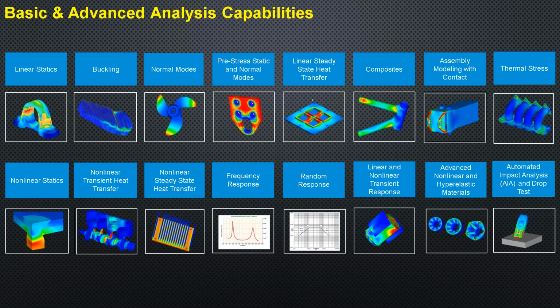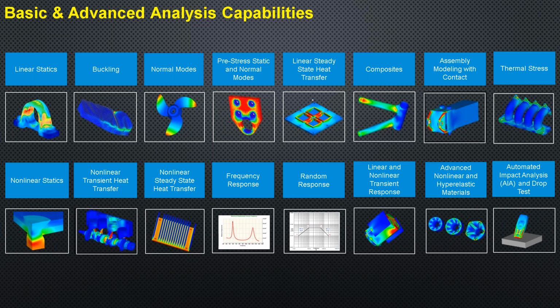Okay, so if you already have Nastran, you're probably decently aware of what all you can do, but let's go ahead and break through some of these and give you a more expanded view of what you can do. And this is not even a complete list. So obviously linear statics is a very common analysis to run, but we also have buckling and normal mode analysis. We've got pre-stress static and normal mode analysis. There's also linear steady state heat transfer.